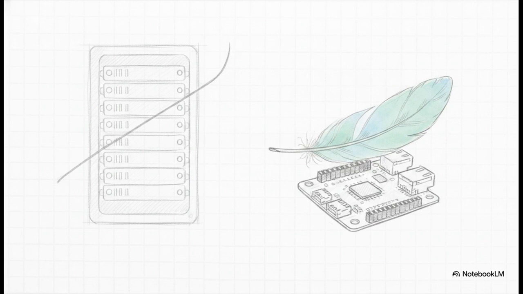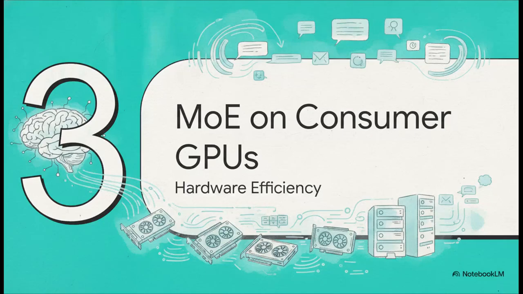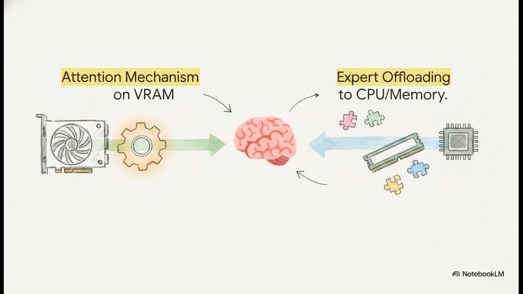But what about the actual brain, the general-purpose LLM that actually generates the final text? Section 3. MoE on consumer GPUs. Hardware efficiency. So, standard LLMs are notoriously power-hungry.